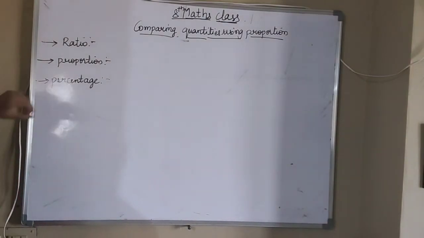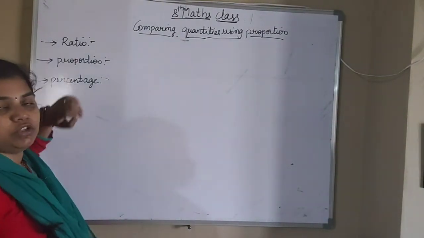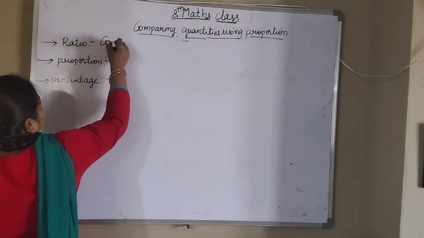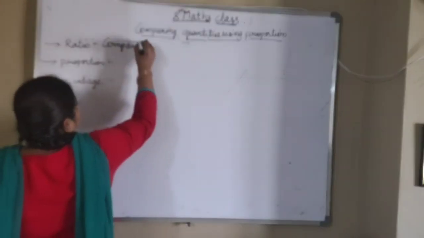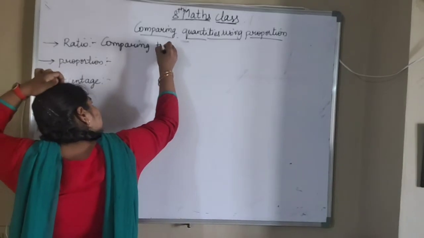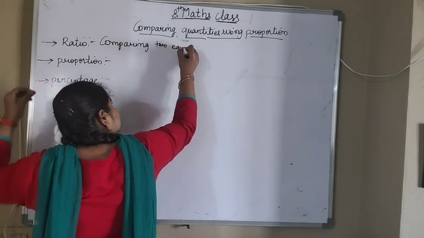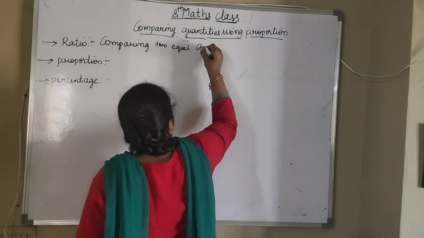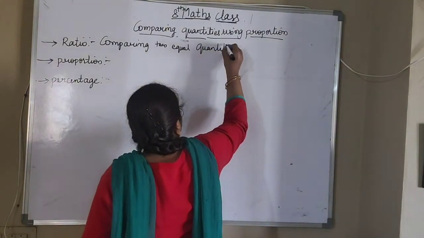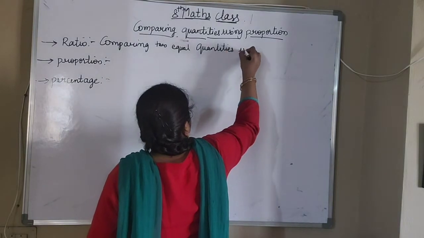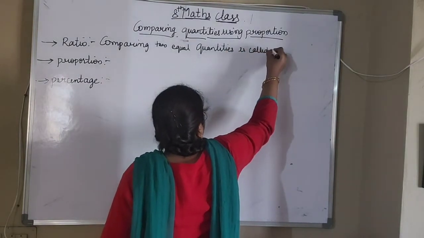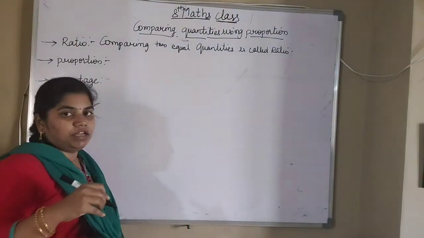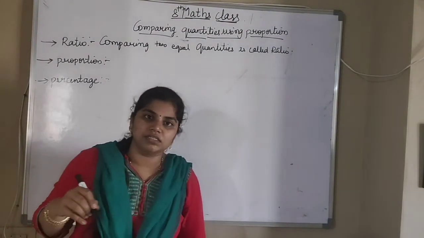So what is ratio? Ratio is nothing but comparing two equal quantities. We will call it a ratio. Comparing two equal quantities is called ratio. So what do you mean by ratio? Comparing two equal quantities, we will call it a ratio.